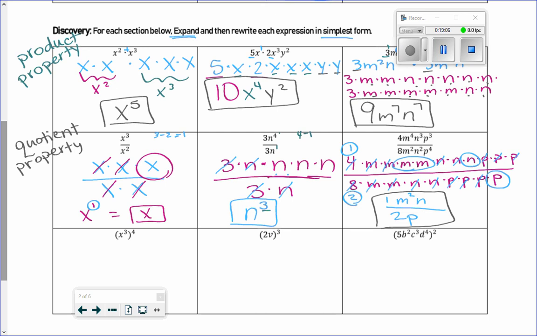Here, the 4/8 simplifies to 1/2, but the exponents on the m, if I subtract 4 minus 2, I got 2. For my n, 3 minus 2, I got 1. But the p's, notice it was 3 minus 4. What would 3 minus 4 give me? -1, which we'll go more in depth on tomorrow. But that's part of the reason why the p's are at the bottom, because there are more p's on the bottom than on the top.